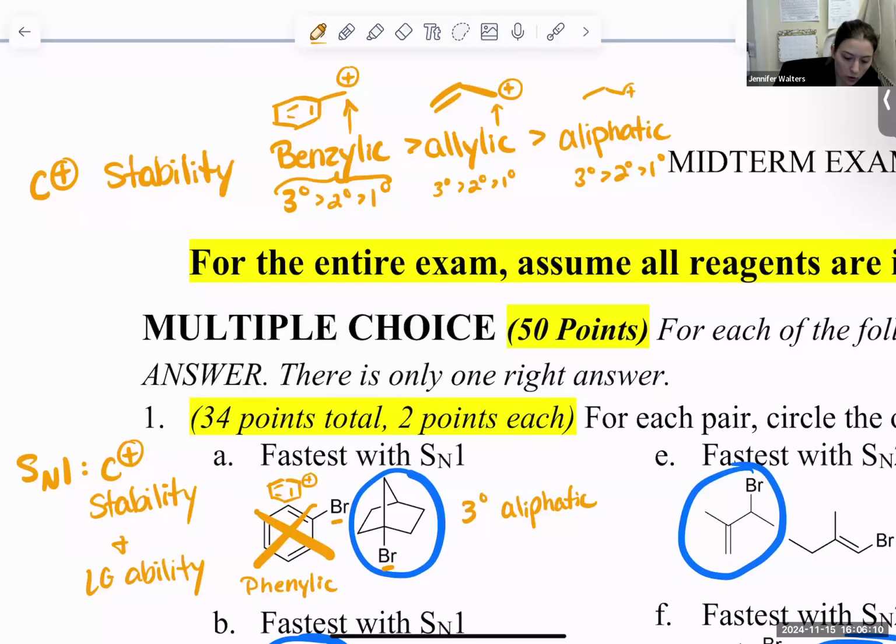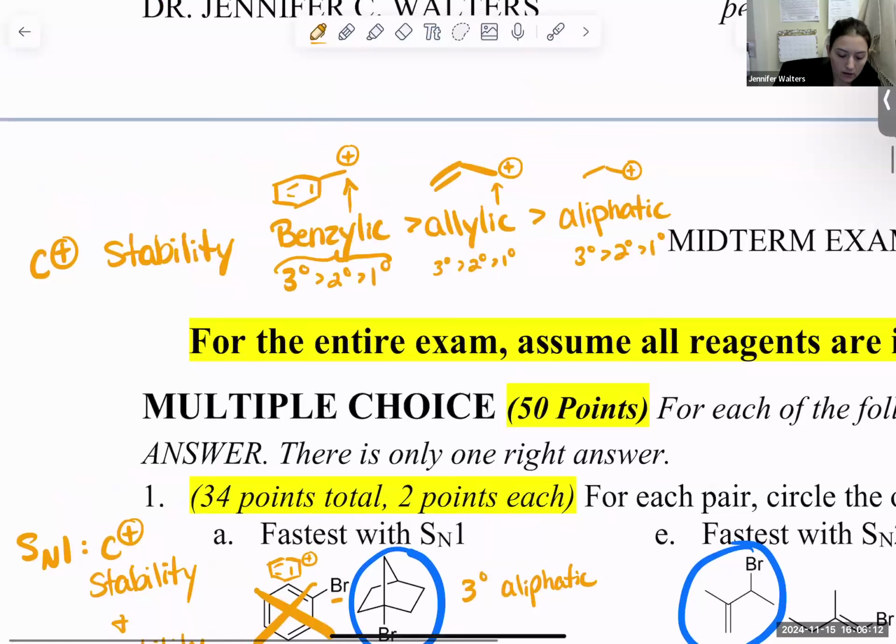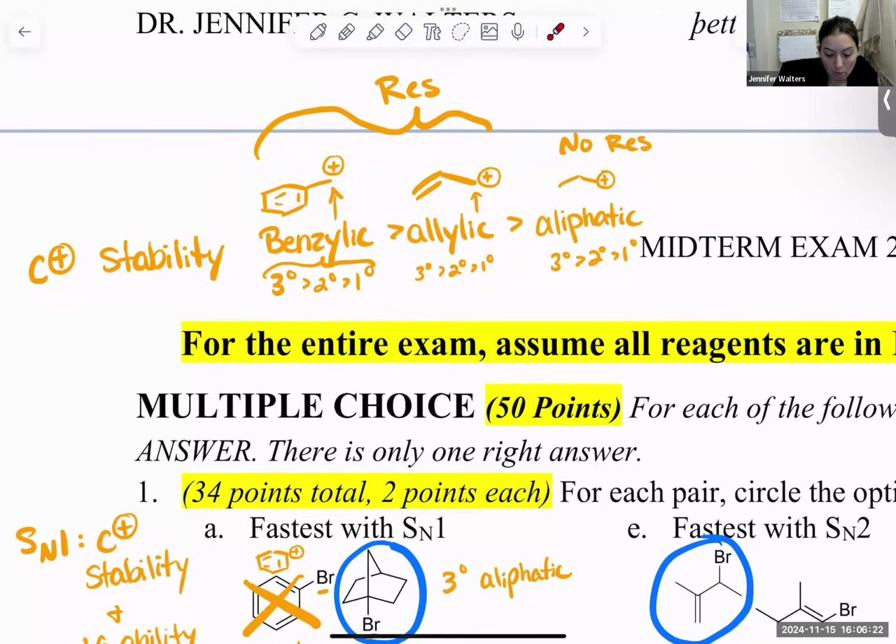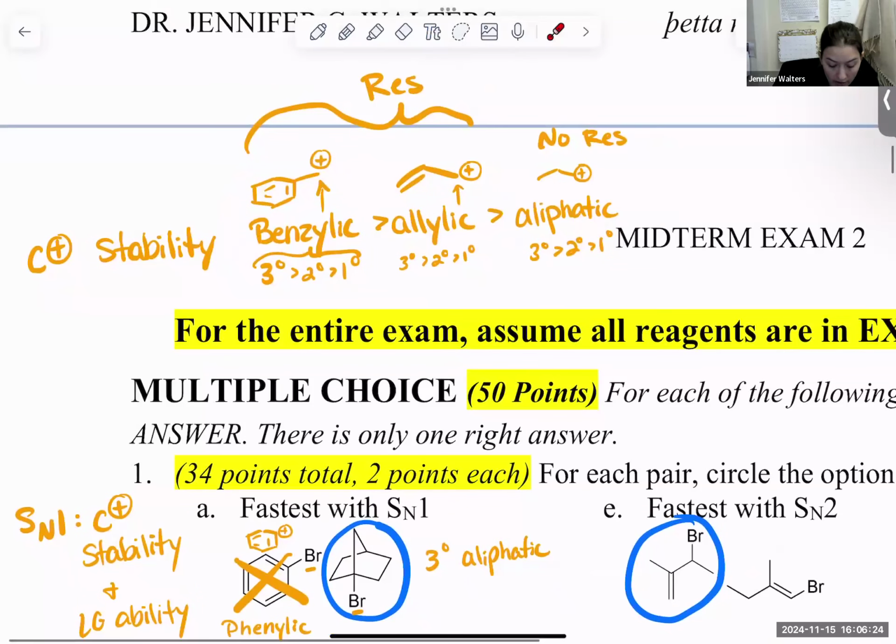Aliphatic is just our normal alkanes. These have resonance. This is no resonance. That's why the benzylic and allylic are more stable. But if you're on the double bond directly, that's not benzylic, that's not allylic, that is unstable.